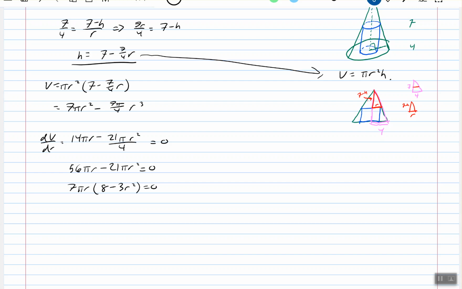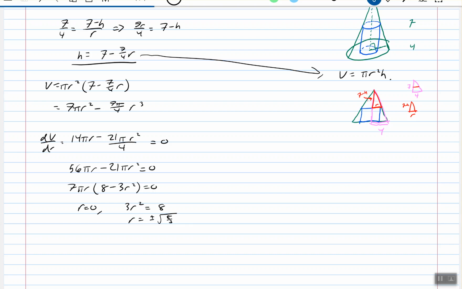With me so far? I pulled out a 7 pi r from both terms. Now, this is equal to 0 if and only if r is equal to 0 or 3r squared equals 8, or r is equal to plus or minus the square root of 8 thirds. Everyone with me so far? I hope so. So, we have a few options, but from these options, we can pull out one of these.